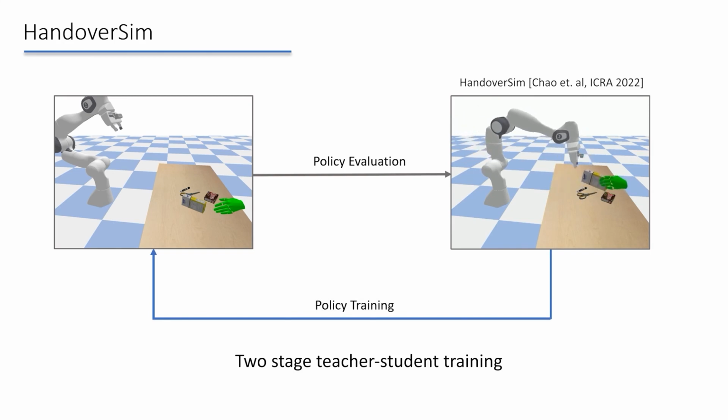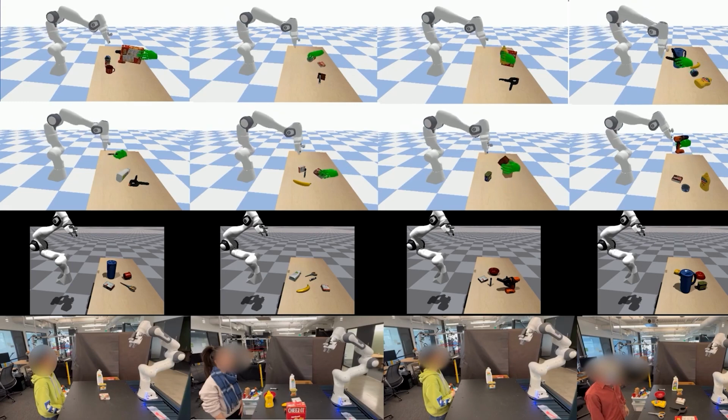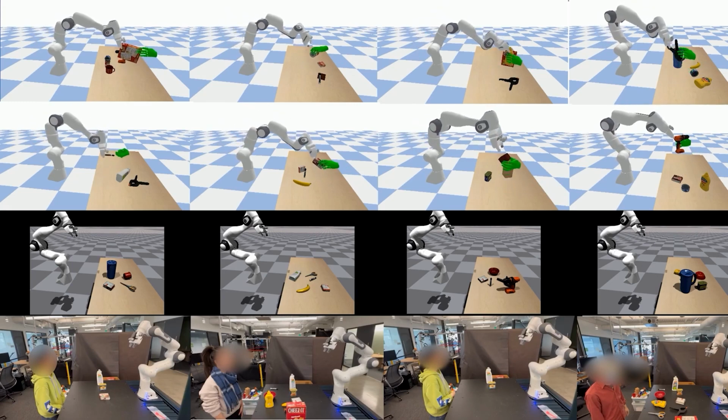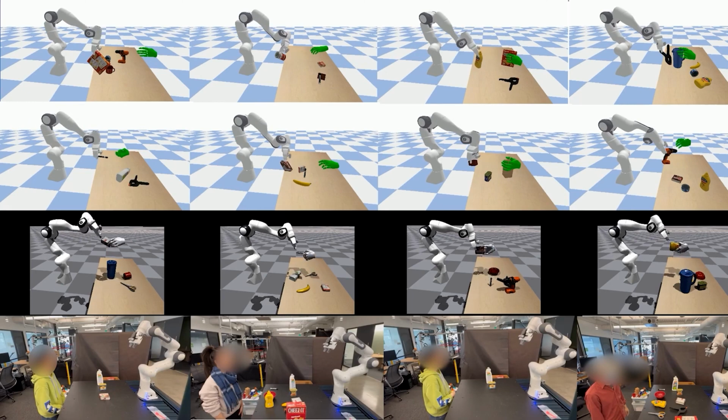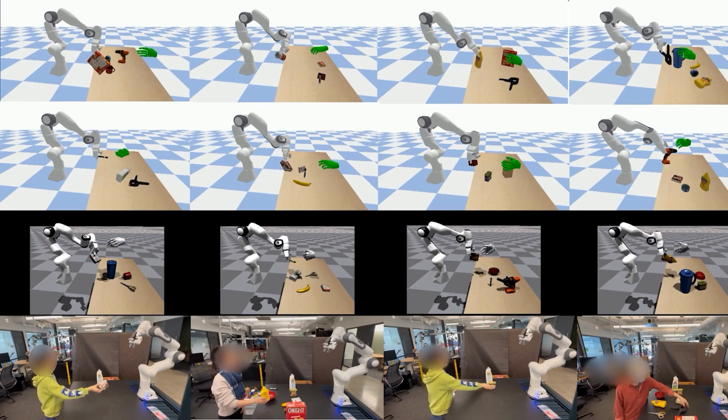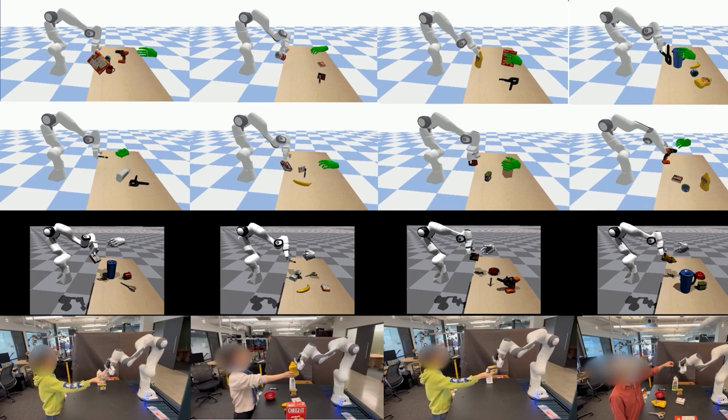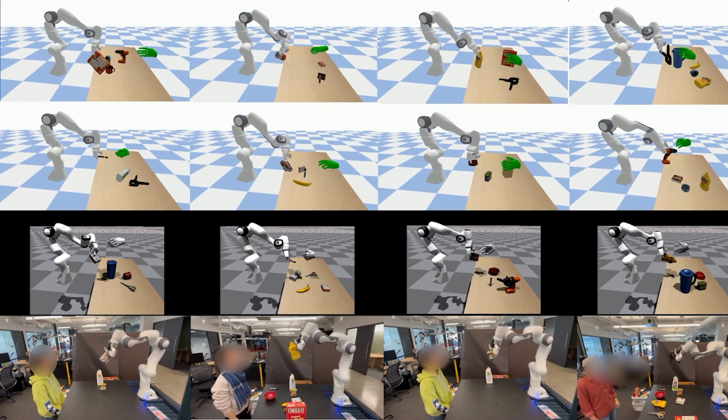We introduce a two-stage teacher-student training procedure that can be used to train policies with a moving human in the loop. We demonstrate that our method generalizes to unseen motions. We show that our approach transfers to a different physics engine. We evaluated our method on a real system and found that it performs better than the baseline.